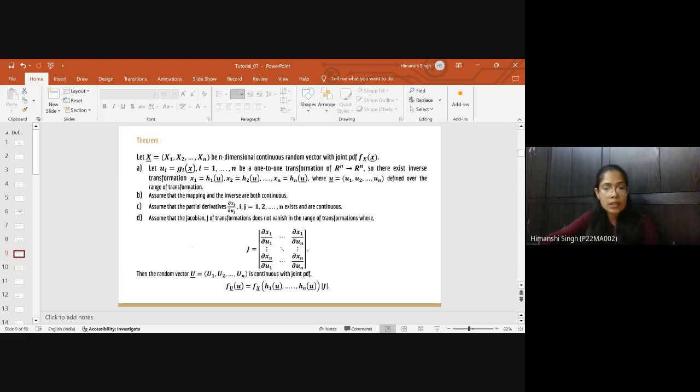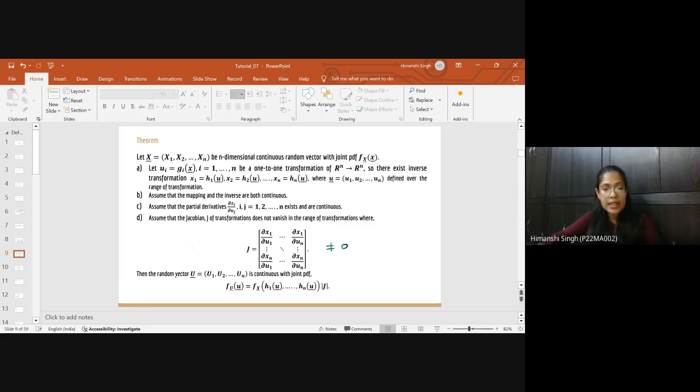Another assumption is that the Jacobian J of the transformation, which is given as the partial derivative of x1 with respect to u1 up to un, and similarly for all the other entries. If n is 2, then it will be del x1 over del u1, del x1 over del u2, then del x2 over del u1, del x2 over del u2. So such a Jacobian will be formed. Now this Jacobian should not vanish, so it should not be equal to 0.